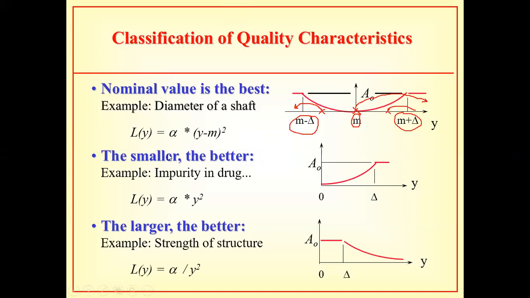Then the second loss function is smaller the better. Many times we come across impurity in a drug, or minimum surface roughness. So we want the lower the better type of situation, and sometimes we get the larger the better. So these are the different loss functions depending upon the quality characteristics that we are taking care of. If you are talking about the strength of the structure, say 15 Newton per millimeter square, we always think larger the better. That is basically how he has given the various loss functions.